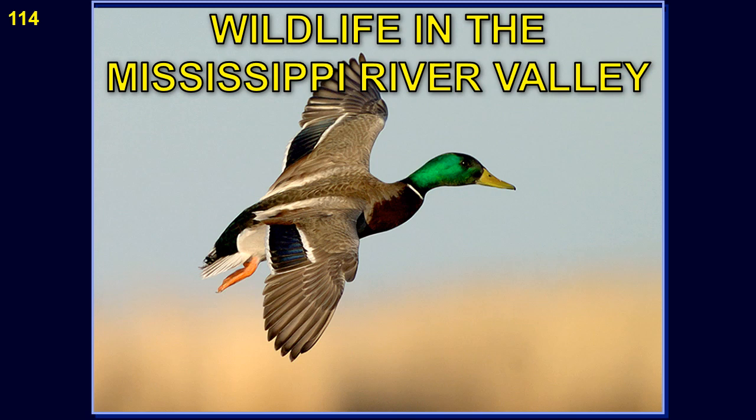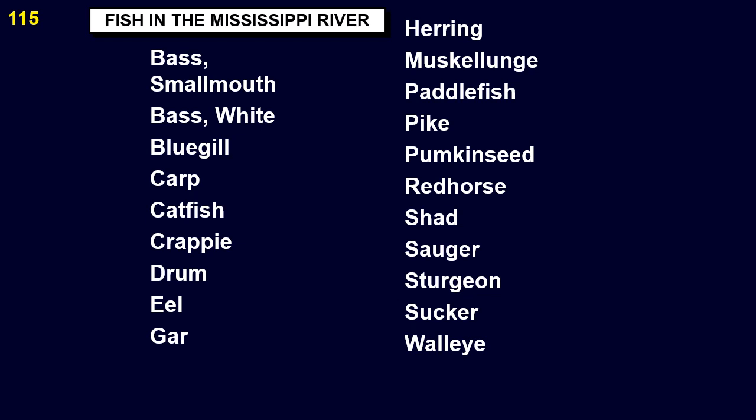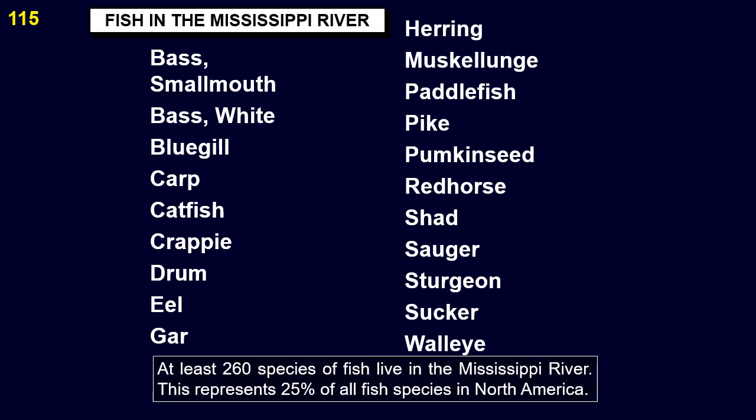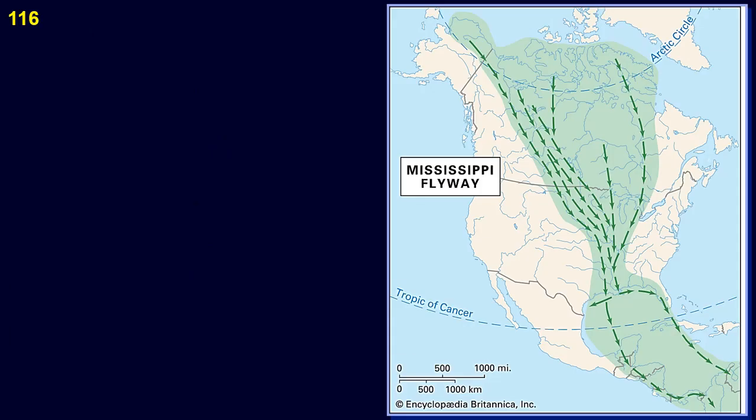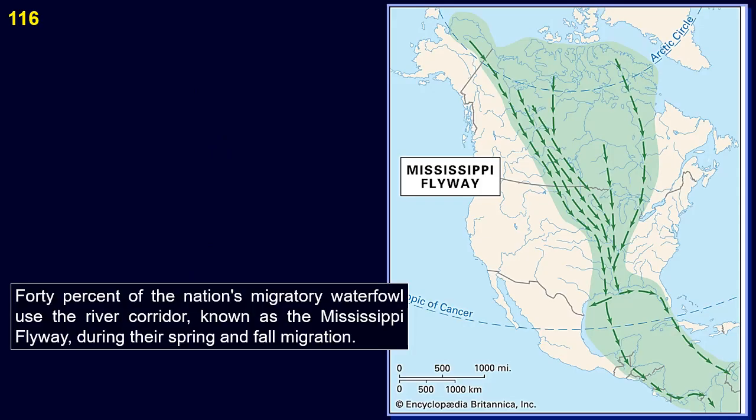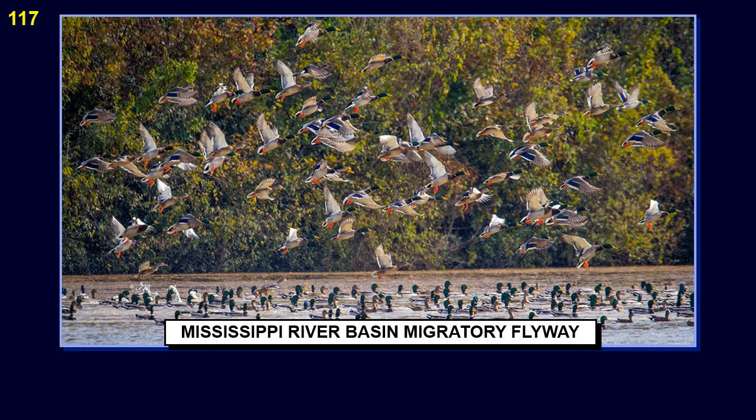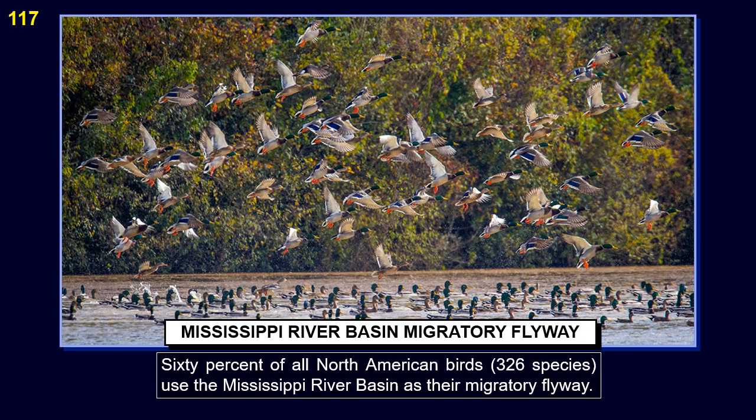Wildlife in the Mississippi River Valley. At least 260 species of fish live in the Mississippi River. This represents 25% of all fish species in North America. 40% of the nation's migratory waterfowl use the river corridor, known as the Mississippi Flyway, during their spring and fall migration. 60% of all North American birds, 326 species, use the Mississippi River Basin as their migratory flyway.